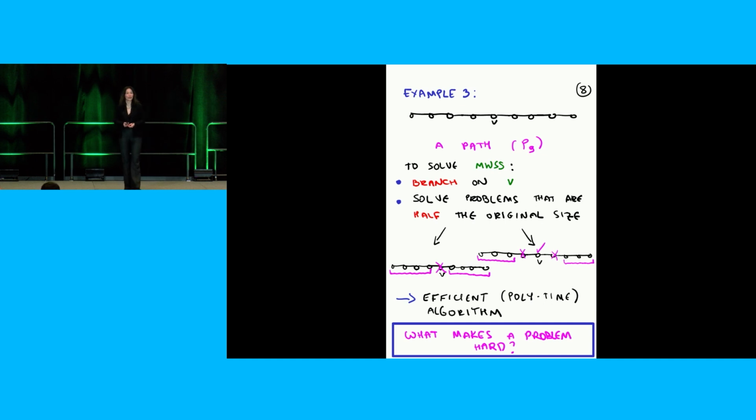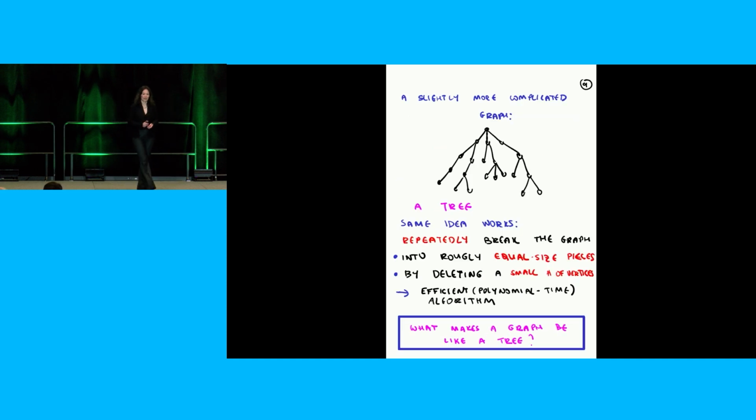So why is it? Why is this problem that's supposed to be so hard, why does it keep being easy? OK, so here's a slightly more complicated graph, which is called a tree. A tree is a graph with no cycles. Here's an example of a tree.